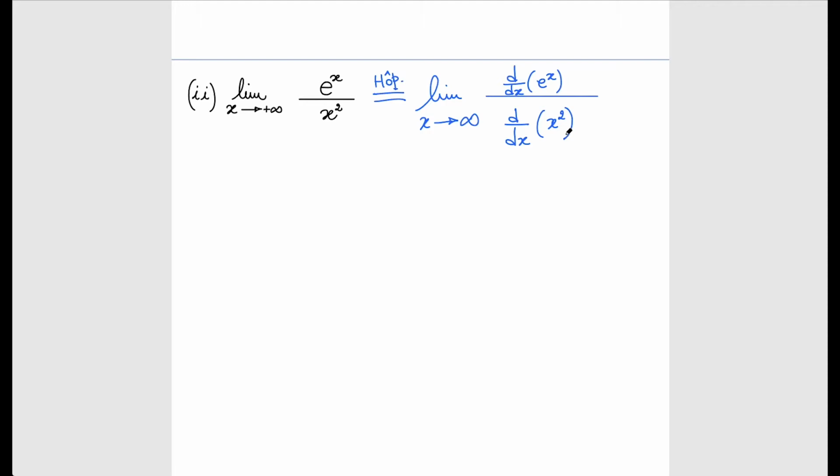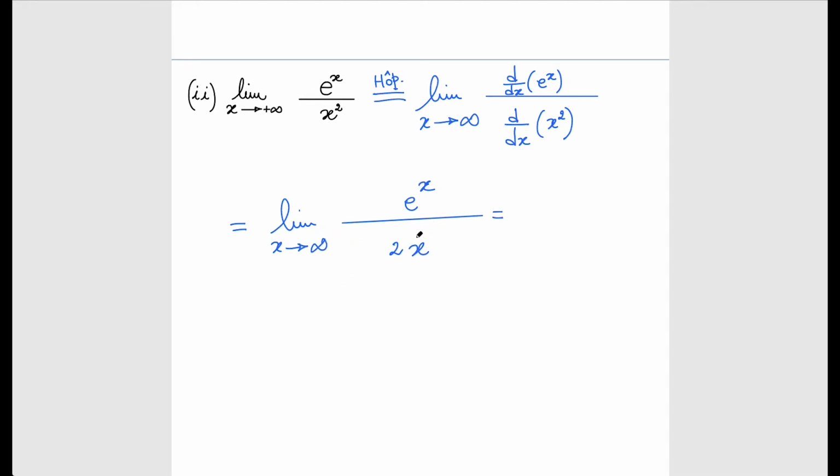Okay, and as we said, upstairs remains e^x because the derivative of e^x with respect to x is itself, and downstairs this becomes 2x, correct? So we get this. And this 2 downstairs, which is a half, is a multiplicative constant, we can push it outside, but let's just keep it. Now we still have the situation that we had before. This is still an indeterminate form of type infinity over infinity, because that guy still blows up and that guy downstairs still blows up as x goes to infinity.